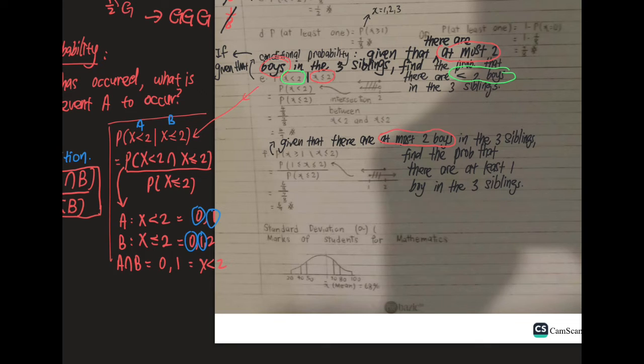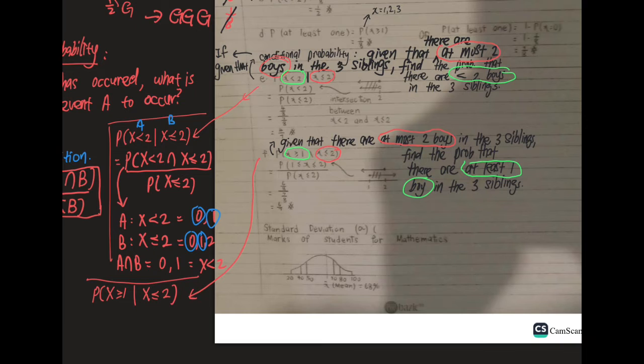Then they ask you to find the probability under this condition, which is at least 1 boy. So at least 1 boy is what they ask. And then at most 2 boys is the condition. So again, if this is the situation, let's say I write down again, P(X at least 1 boy), given X at most 2 boys.